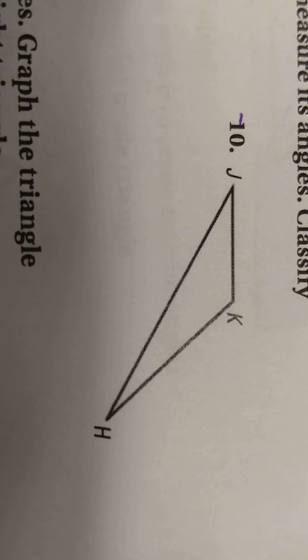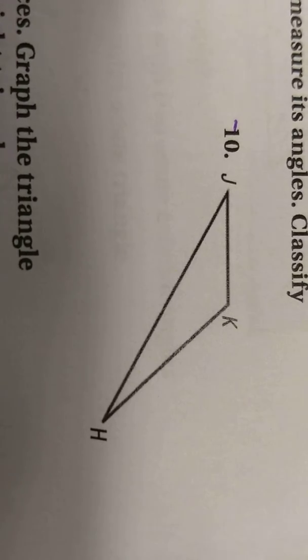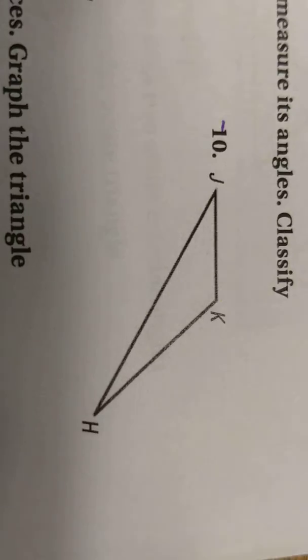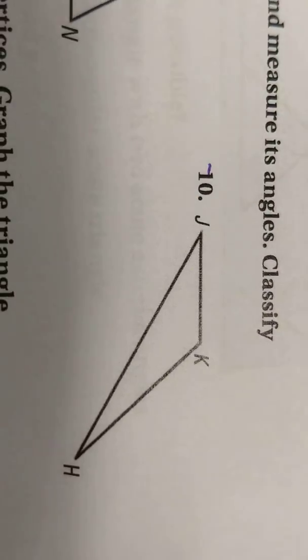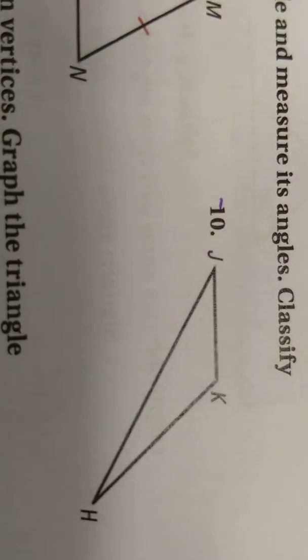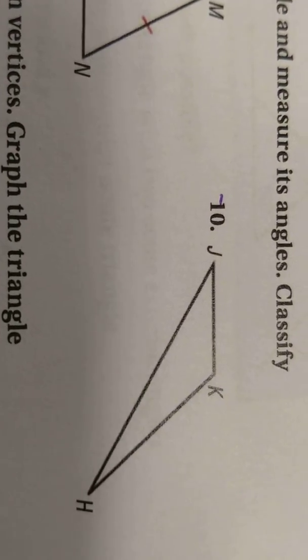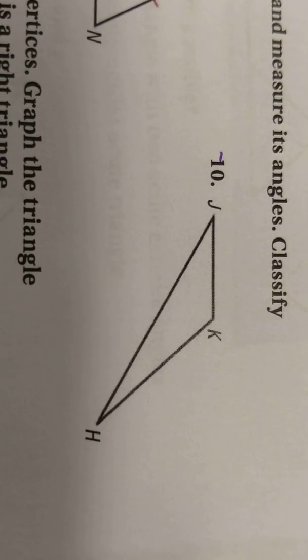And just looking at the angles, again, nothing's really marked this way, so the diagram could be wrong. But it looks like we've got over here an acute angle by J, an acute angle by H, but it looks like K is an obtuse angle. So therefore, we would call this an obtuse triangle. This would be an obtuse scalene triangle.